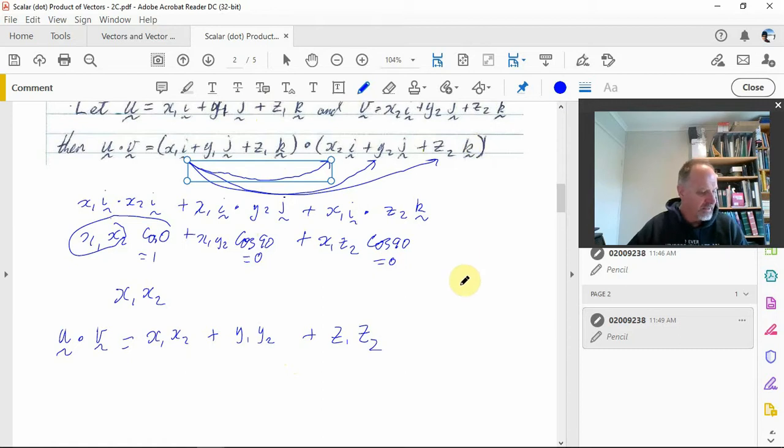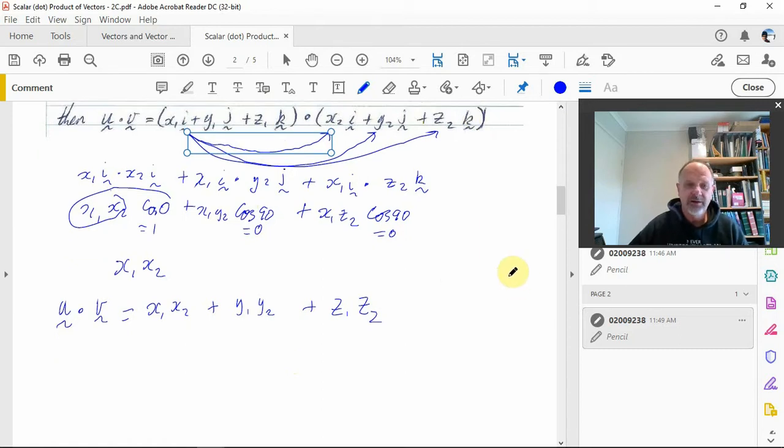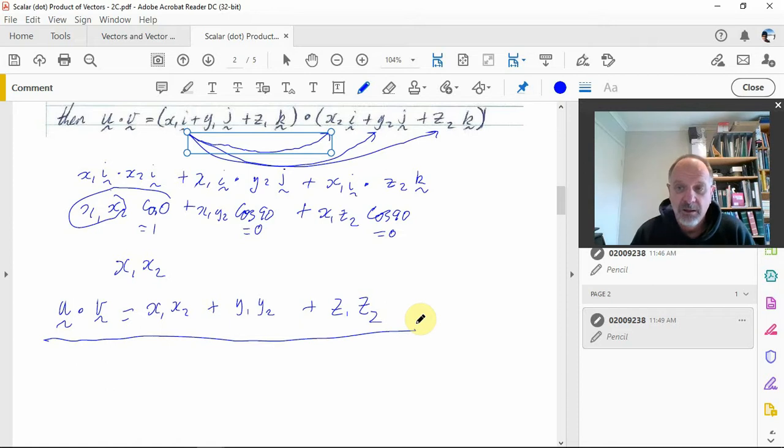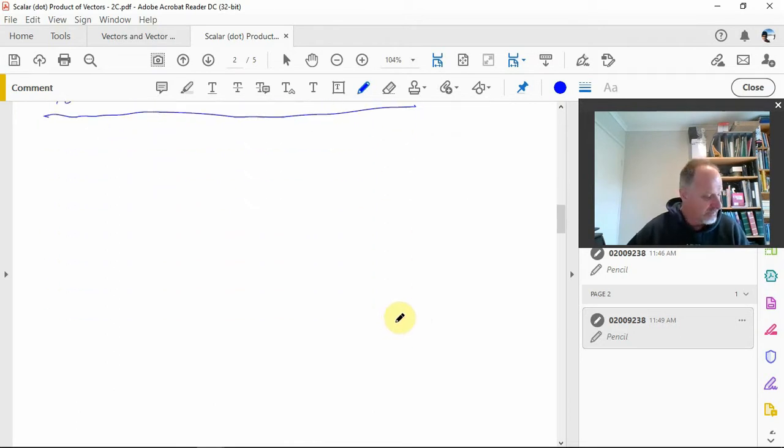All right, so that is the algebraic method. If we've got our vectors written in ijk, or ij in 2 dimensions, we can just use that. So let's have a look at an example.